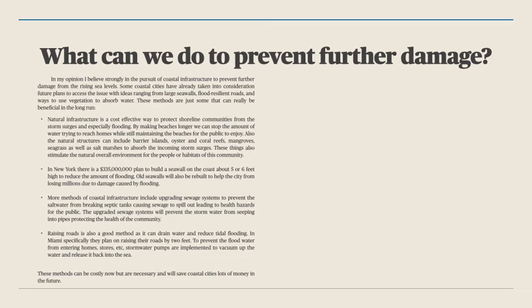Raising roads is also a good method as it can drain water and reduce tidal flooding. In Miami specifically, they plan on raising their roads by 2 feet to prevent the flood water from entering homes, stores, etc. Stormwater pumps are implemented to vacuum up the water and release it back into the sea. These methods can be costly now, but are necessary and will save coastal cities lots of money in the future.